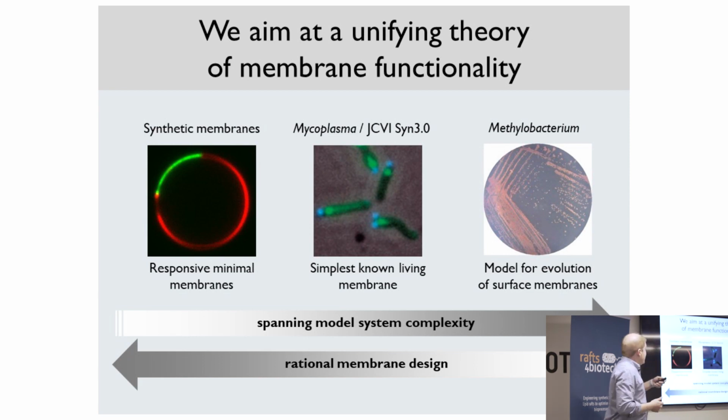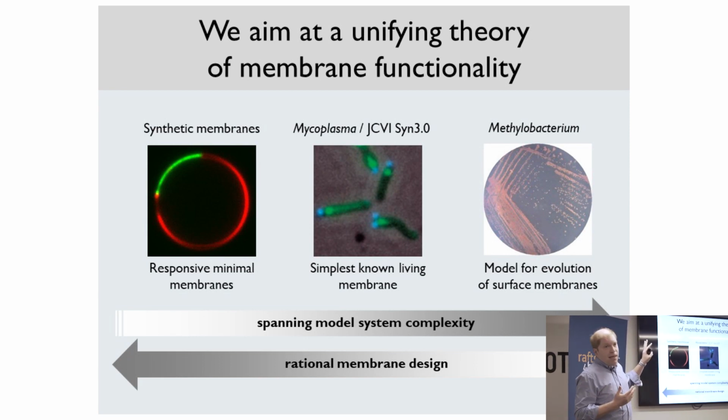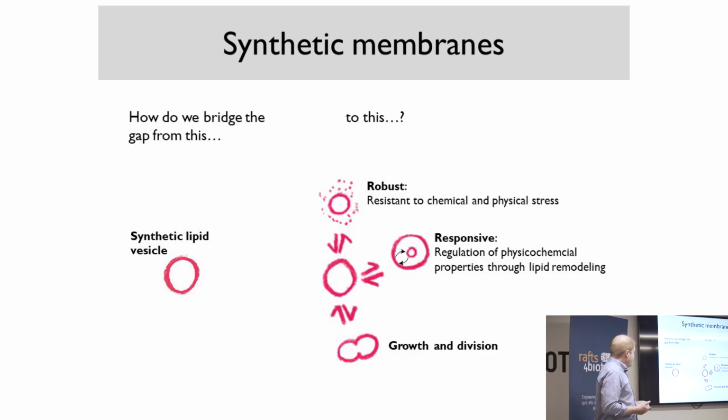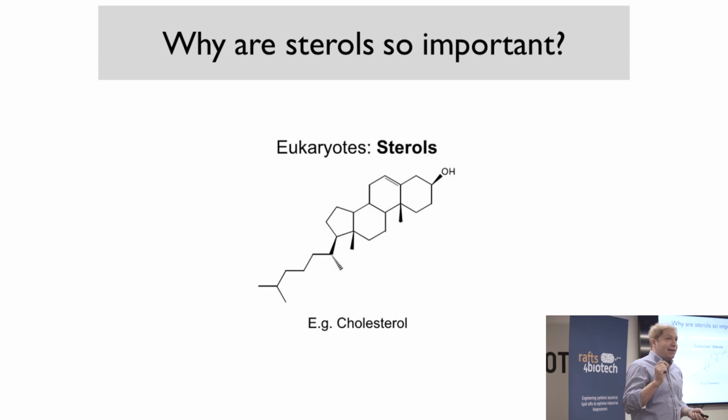So in our lab, we take several approaches. One is we use bacterial model organisms to study how membranes work. And then we try to extrapolate things from that and reconstitute them in bottom-up synthetic systems. So the basic problem that we're trying to understand is how do we bridge the gap between a synthetic lipid vesicle and something that's robust and responsive, can respond to environmental changes by adjusting itself homeostatically, and ultimately something that can support growth and division, but that's a long way off. So I'll start with the first problem, which is robustness.